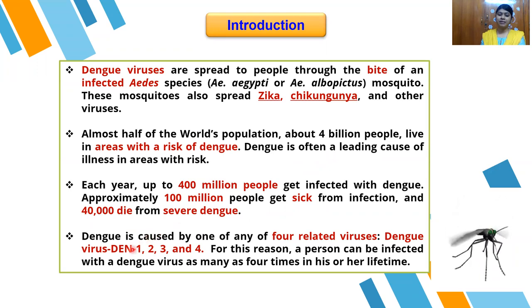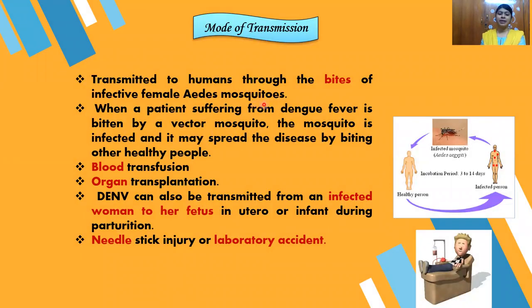There are 4 types of dengue viruses: dengue virus 1, 2, 3, and 4. And therefore, a person can get infected with the dengue virus as many as 4 times in his or her lifetime. Mode of transmission of dengue is primarily through the bite of infective female Aedes mosquito. The mosquito would become infected once it draws blood from a patient who is having dengue infection. Subsequently, when it bites a healthy individual, it will transmit the virus, and the virus will replicate inside the body of the healthy person, and thereby he will acquire dengue infection.